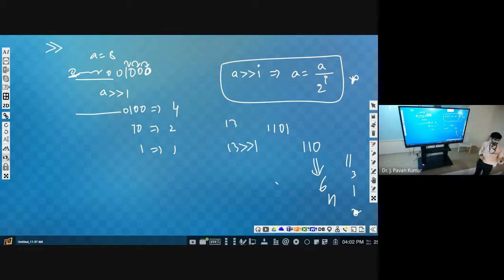Without using arithmetic operators, if you want to divide the number by 2, if you want to make it half, then we will make use of right shift.